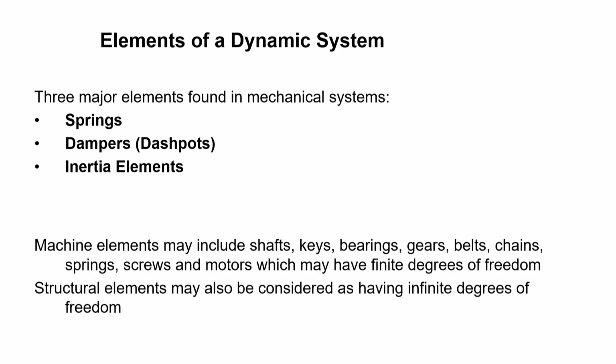There are three major elements I told you about: the springs, the dampers or dashpots, and the inertia elements. Think of any machine element, say shafts, bearings, gears, belts, chains; they can all be described in terms of springs, dampers, and inertia elements. In fact, structures also can be discussed in the same manner.